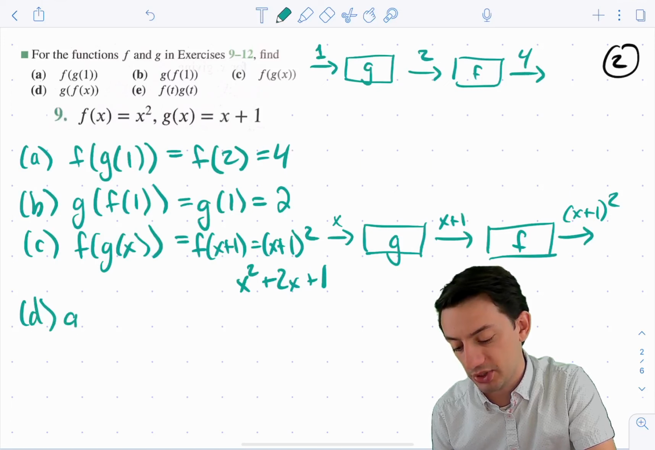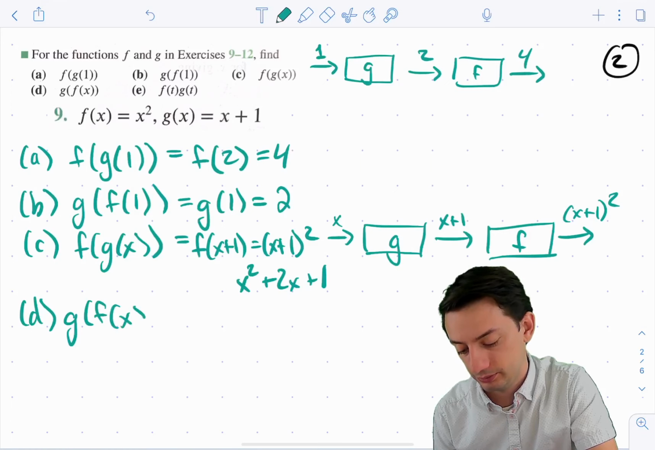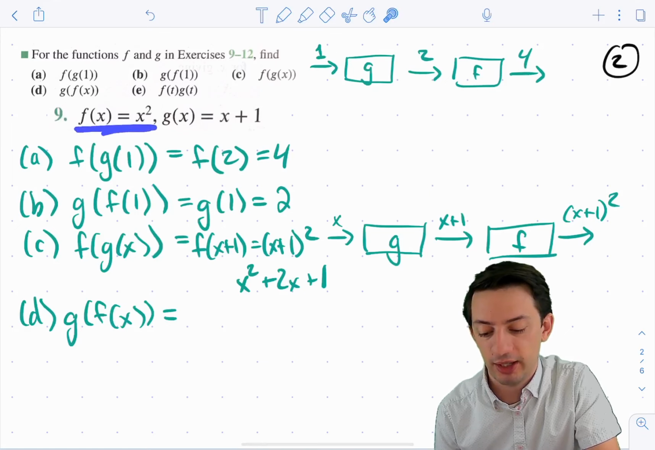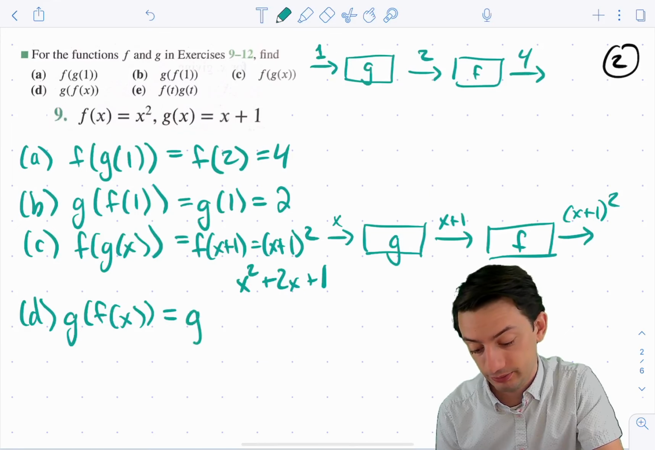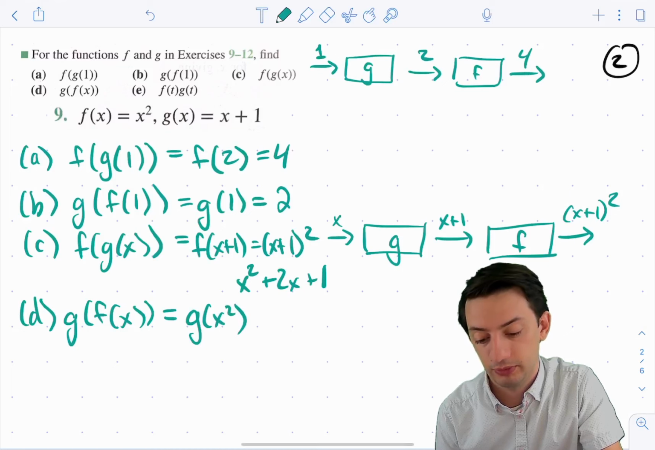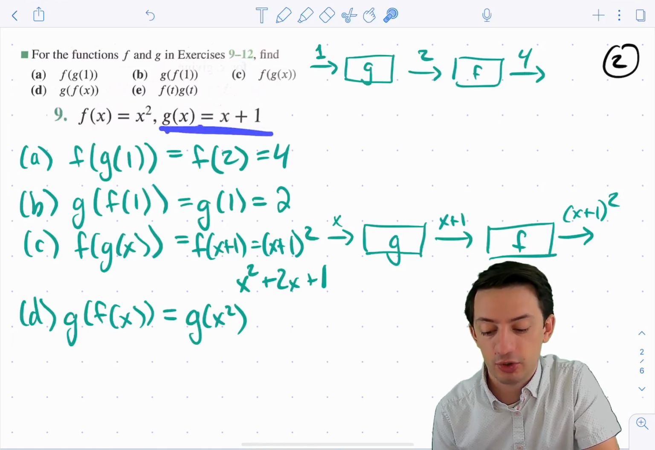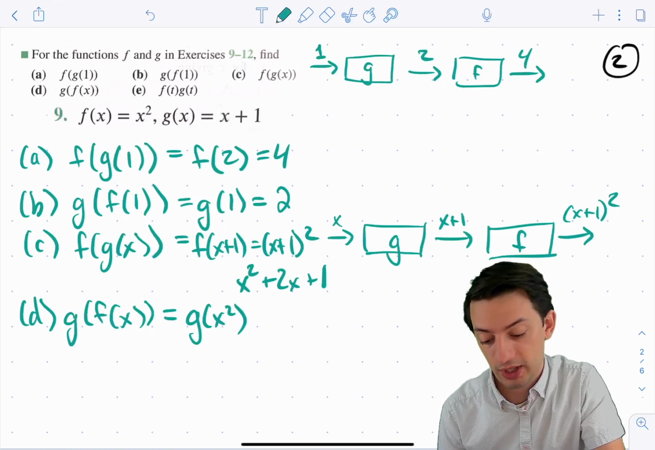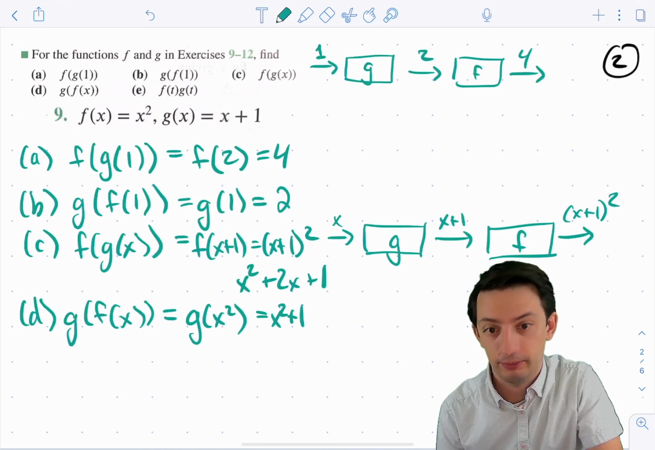Part D is the composition in the other direction. When you plug x into the f machine, it spits out x squared. So now you're feeding x squared into g. G takes whatever you give it and adds 1. So that's x squared plus 1.